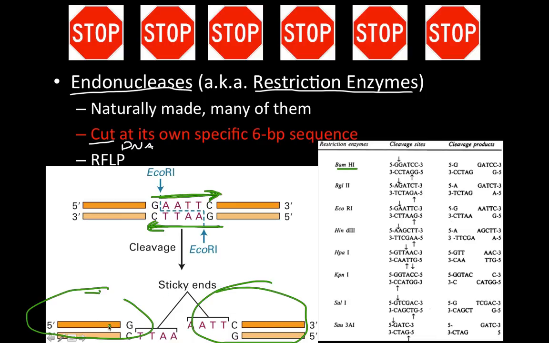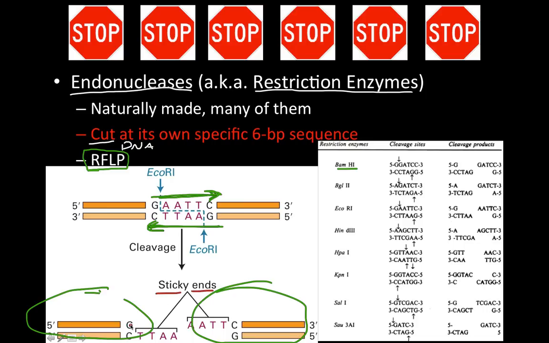Each piece or cut piece of DNA is called an RFLP. You don't need to know that that stands for restriction fragment length polymorphism. All you have to know is that each one of these cut pieces of DNA is its own RFLP. Last thing I want you to pick up here is sticky ends.